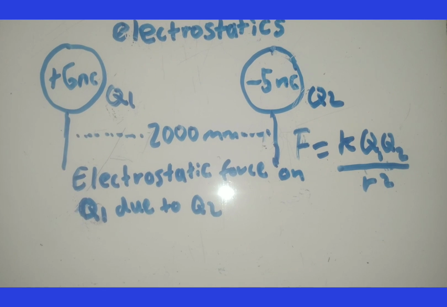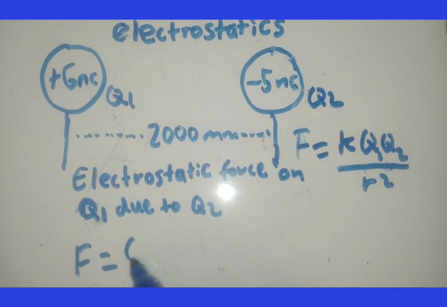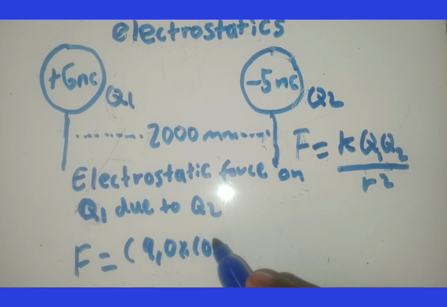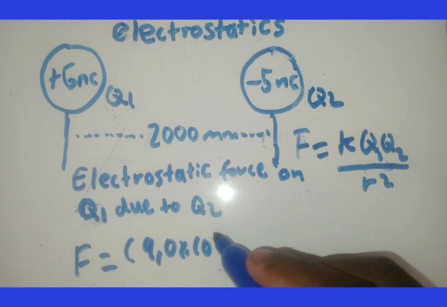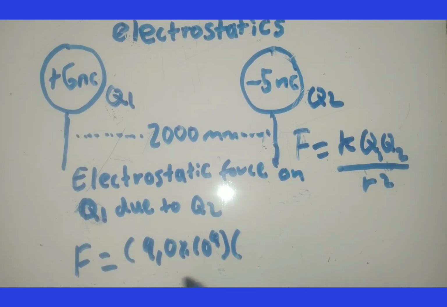So we want to calculate the electrostatic force on Q1 due to Q2. So we're going to use the formula. So the electrostatic force is equal to, so Coulomb's constant is something that is in the formula sheet. Coulomb's constant is 9,0 times 10 to the power of 9. So basically, when you practice, you'll know this by heart. So it's in the formula sheet, right?